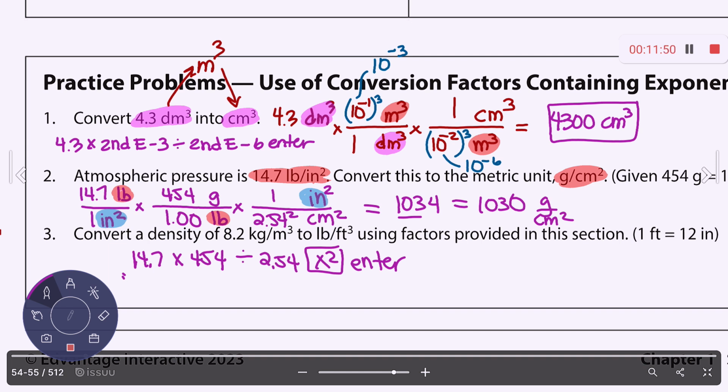Okay. Any questions for me on that? Then let's turn to the end, which is temperature conversions.